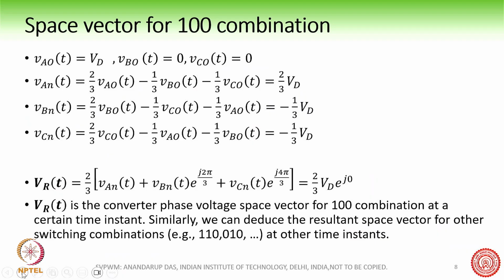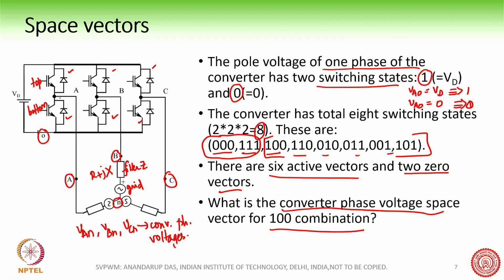When you say 1, 0, 0, VAO is 1, which means it will be VD. VBO will be 0, and VCO will be 0. These are the pole voltages. So 1, 0, 0 means VD, 0, 0. Therefore VAO is VD, VBO is 0, and VCO is 0. This is the O point here. VAO is this voltage, VBO this one, and VCO here, with respect to this point.